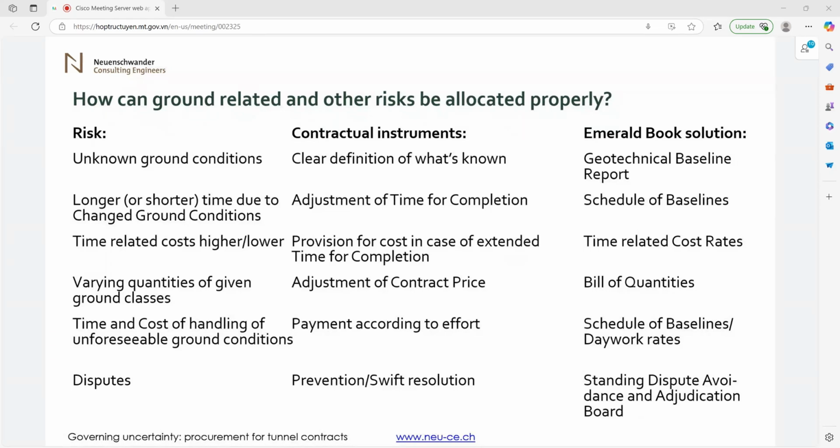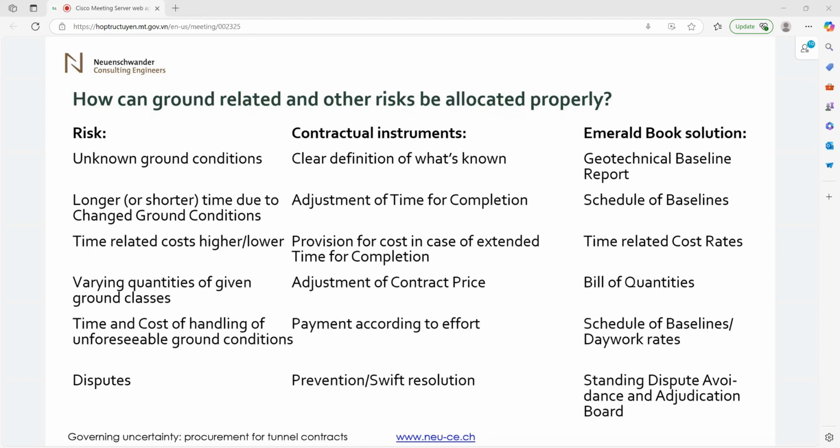And then, of course, there's no guarantee against disputes. We may have disputes in an underground job, although we may have a very fine contract. So what's interesting there is to prevent disputes as much as possible, and in case of a dispute, to have a swift resolution that keeps the cash flowing, because the contractor needs to know what he's likely to be awarded, and the employer needs to know what he's likely to have to pay.